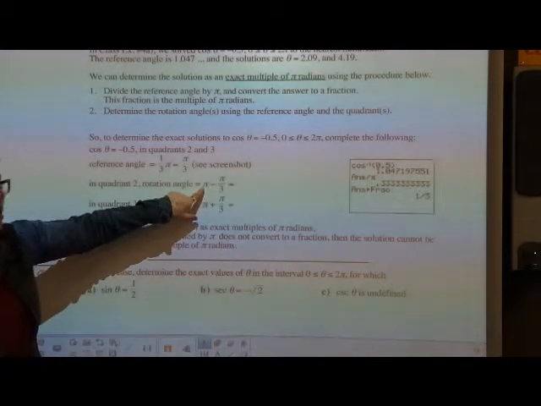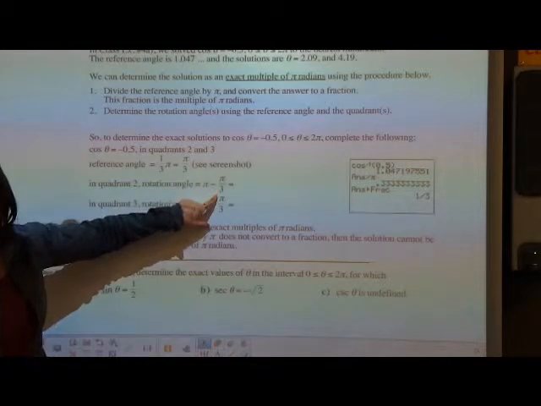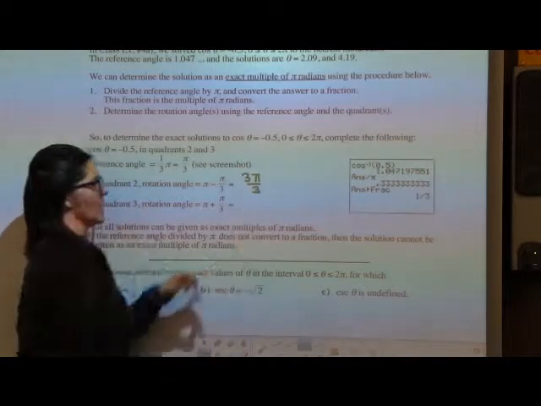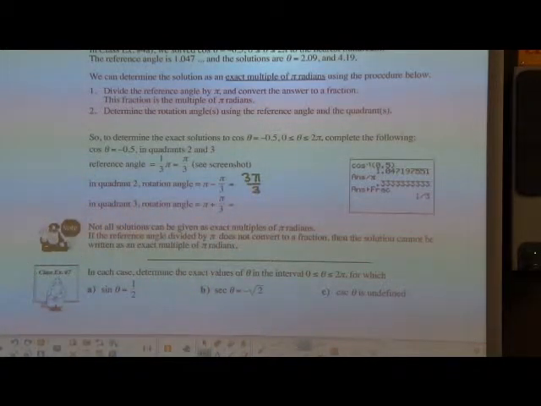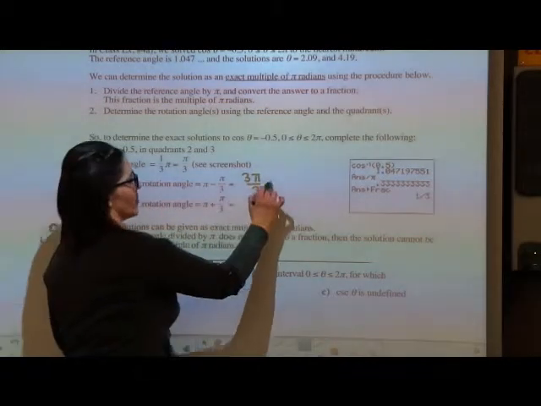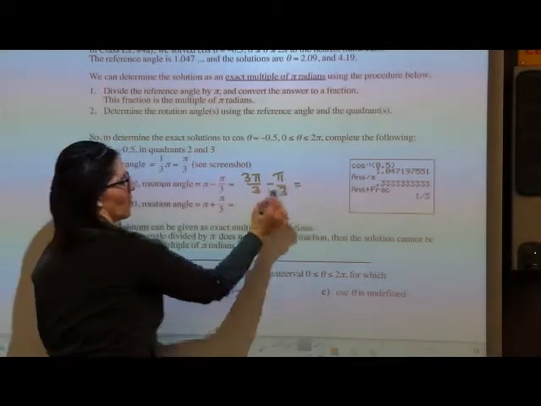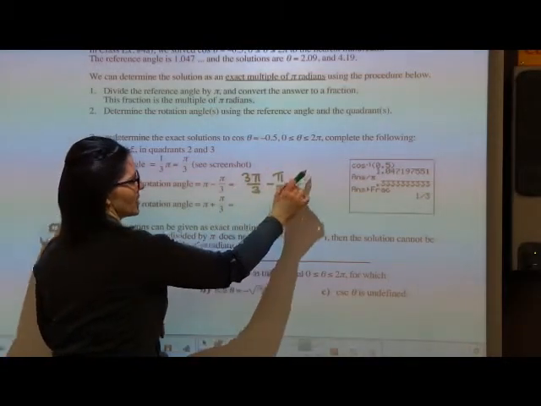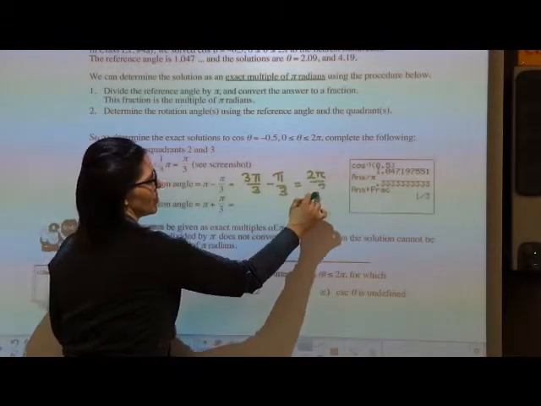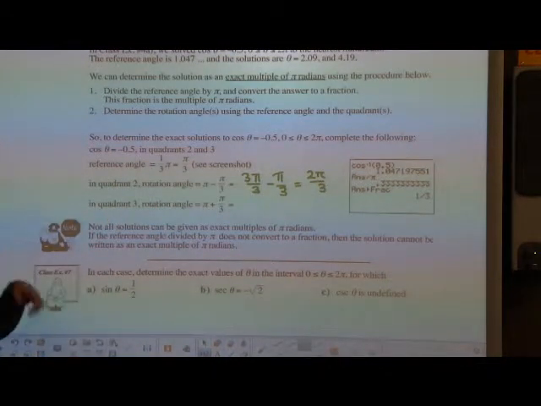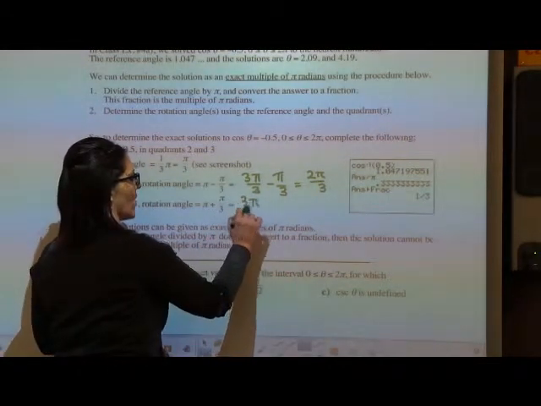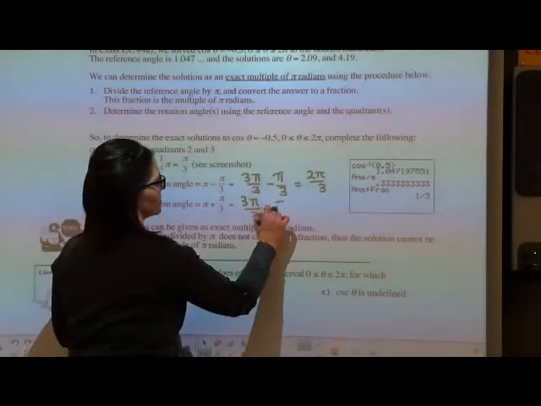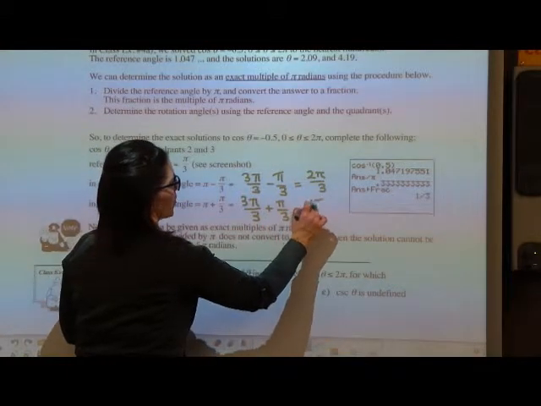So in the second quadrant, I would have pi minus pi over 3, which, think of pi as being 3 pi over 3, minus pi over 3. Now I've got fractions with common denominators, so I can subtract the tops. 3 pi's minus 1 pi gives me 2 pi. And then the same thing can be done for the third quadrant. I rewrite pi as 3 pi over 3 and add pi over 3. And I get 4 pi over 3.